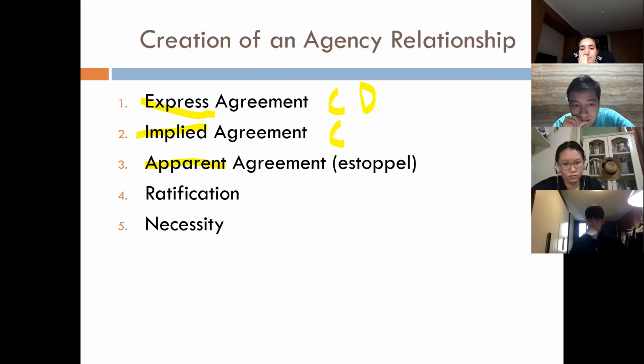So these are the ways of creating an agency relationship. I tell you, and you agree, that's clear and direct. I tell you I want you to help me, but I don't say the word agent. That's clear, but it's not really direct. You act like my agent. That's apparent. I agree afterwards. That's ratification. Or it's necessary for you to act like my agent in order to help me. That's a necessity.